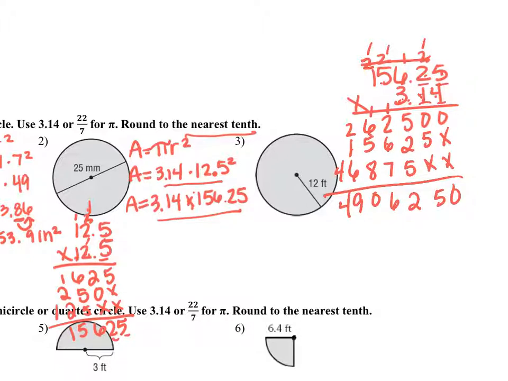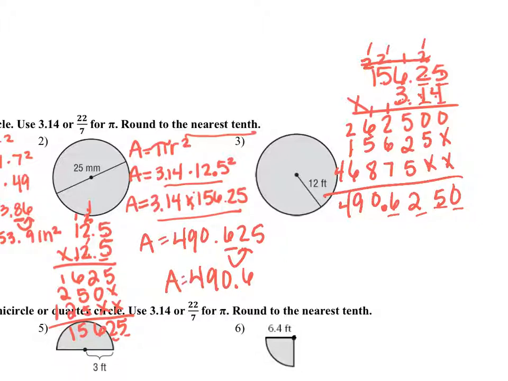1, 2, 3, 4. And I got 490.625. If you round that, look at my tenth spot, it would stay the same. So 490.6 millimeters squared. Okay, y'all don't have to go through all the multiplication as long as you have this main part written down for me.